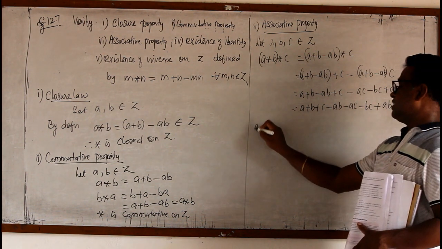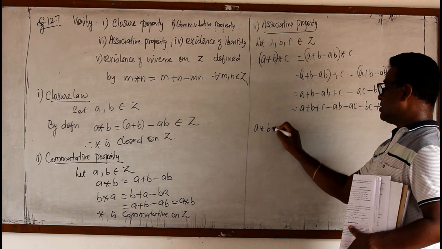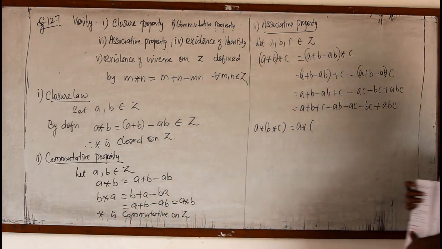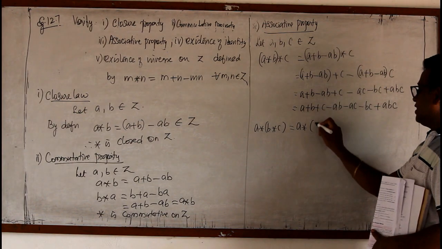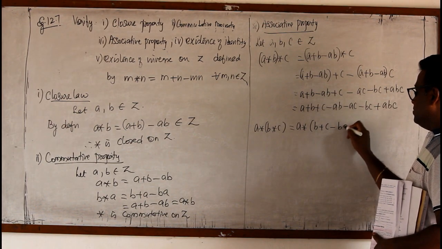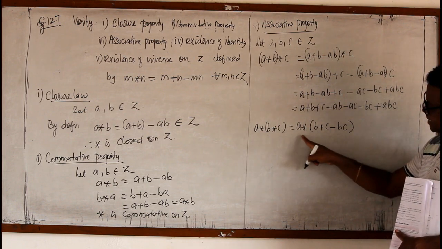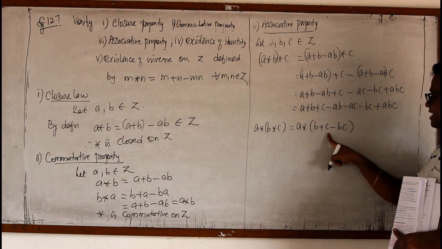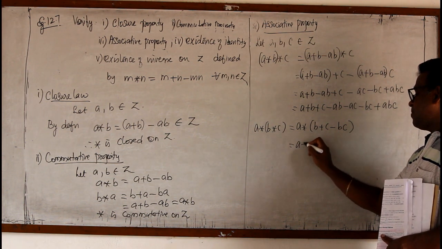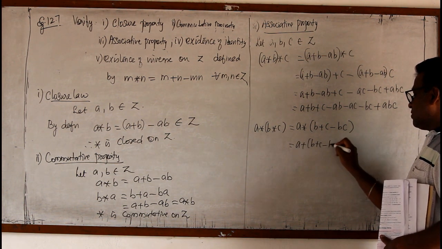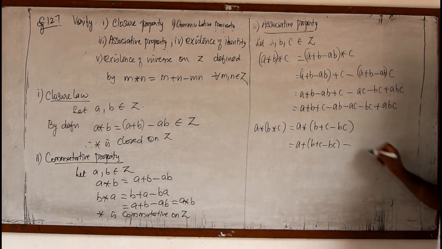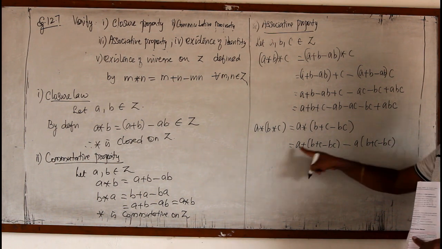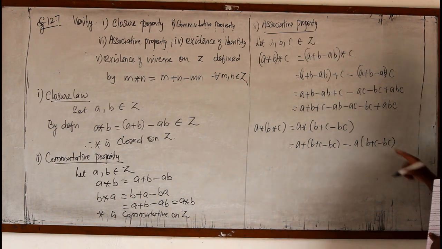Now we shall rearrange the brackets. a star (b star c). It is a star, as per this bracket, (b plus c minus bc). Now a star bracket means I must add a with this bracket, minus I must multiply a with this bracket, that is, a plus bracket minus a into bracket. Are you able to follow? a plus bracket minus a into bracket.